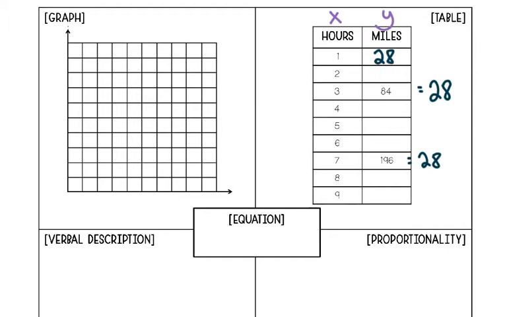So if the deer is traveling 28 miles per hour, I can fill out the rest of the table by taking that 28 miles per hour times each hour. If it's 28 miles per each hour, I can multiply 28 by 2, 28 by 4, 28 by 5, and so on to fill out how many miles that deer can go. So go ahead and take a second, pause the video, and fill out the rest of the table.